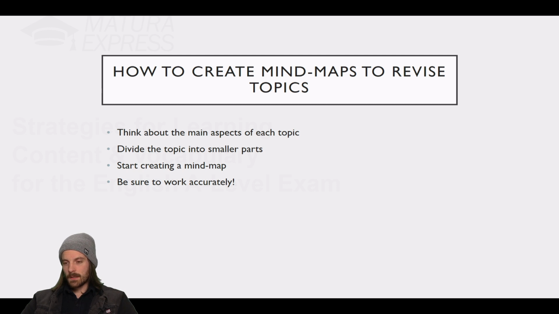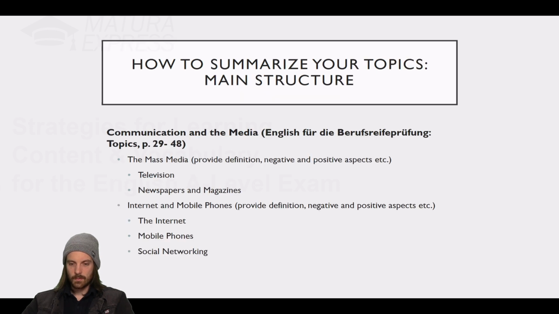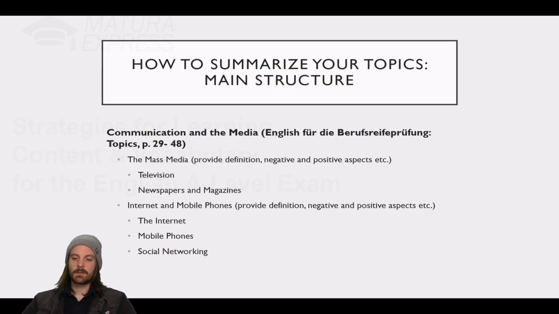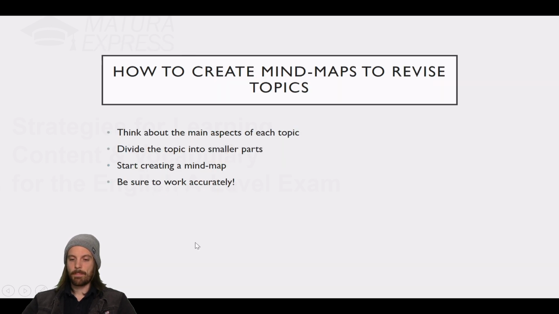So, as I've already explained to you, creating mind maps helps support you to revise topics, which is quite helpful, of course. So think about the main aspects of each topic. In this case, we have mass media and internet mobile phones. And then divide the topic into smaller parts. Smaller parts in this case would be television, newspaper, magazines, the internet, and so on. Okay, and then you start creating a mind map.